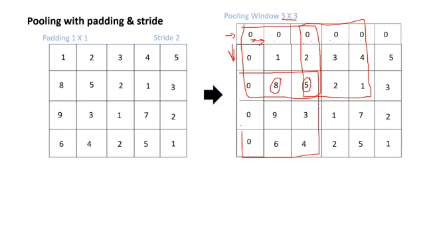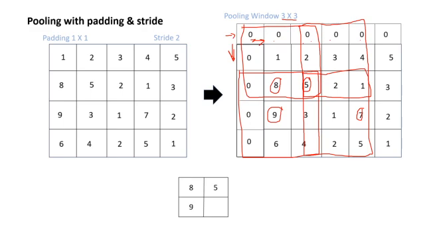This is your window, right? And the maximum of that is 9. This is the window, okay? And now again, we'll take a stride of 2. That is, we'll shift 2 positions to the right, which means this is going to be your next window, and the maximum is 7. And your final output is going to look like this.